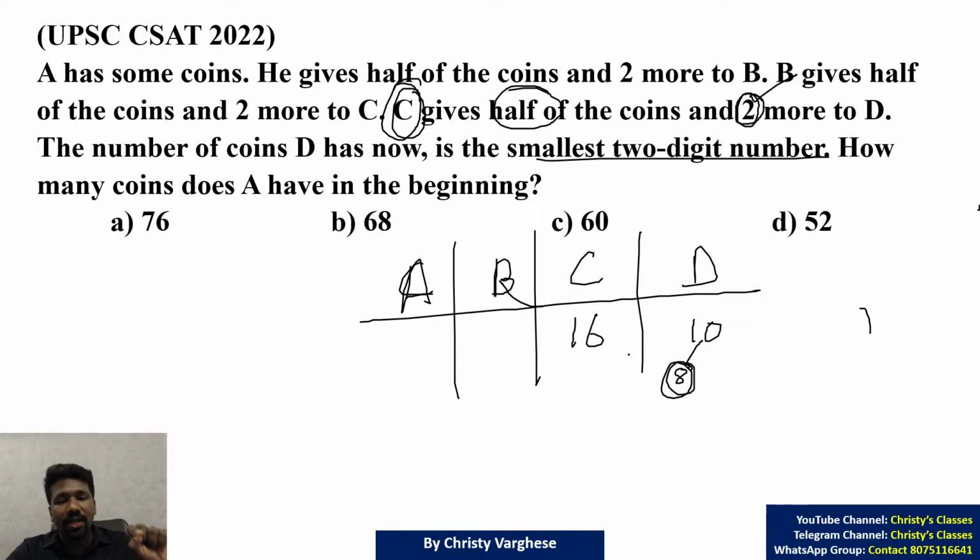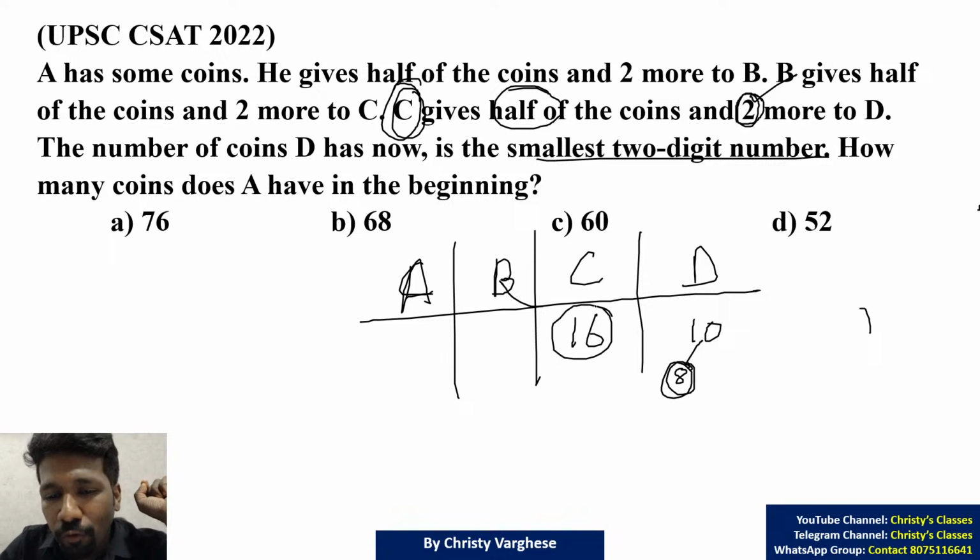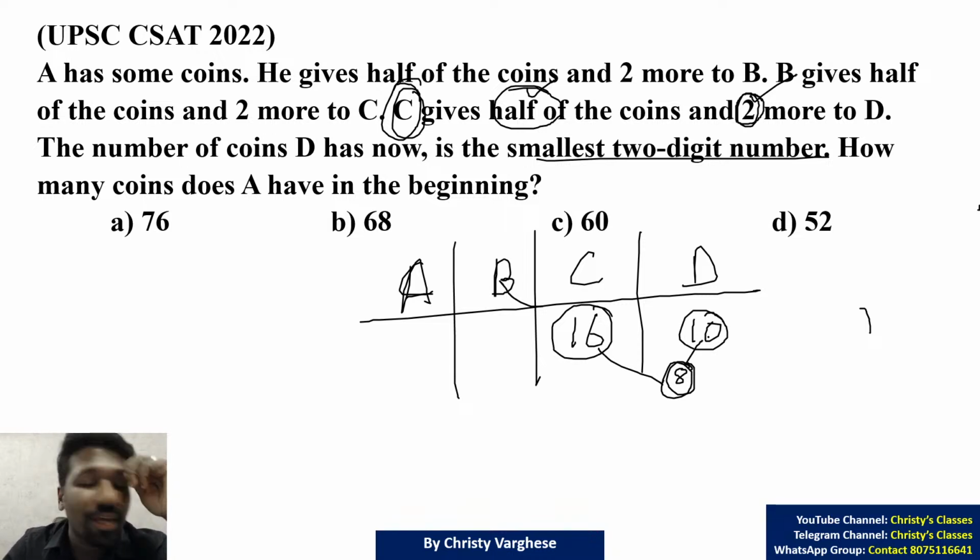Those of you who are not understanding this, read it now forward from here. C gives half of 16, that is 8, and 2 more. 8 plus 2 is 10. So that is making proper sense now. Practice it a bit, it will be comfortable. So 16 coins C had.